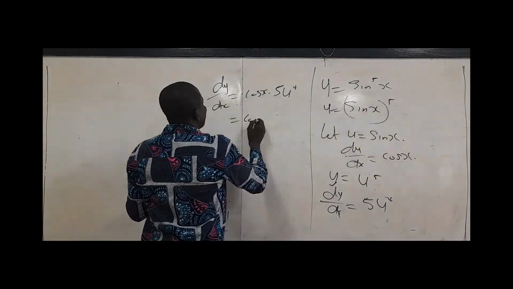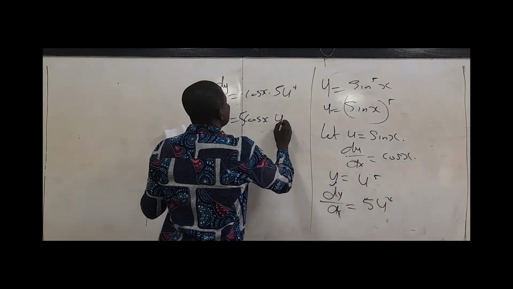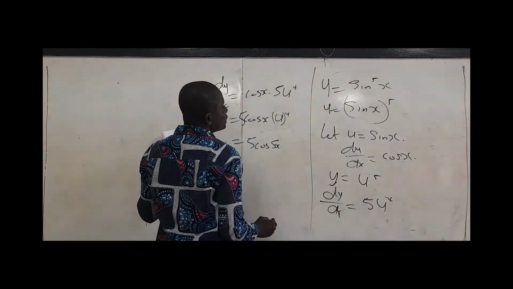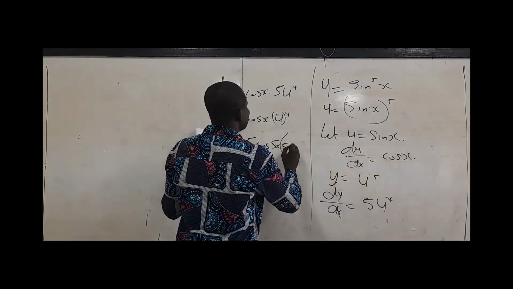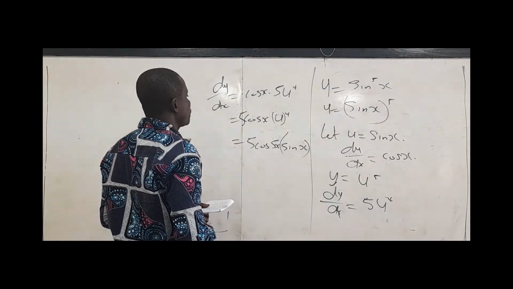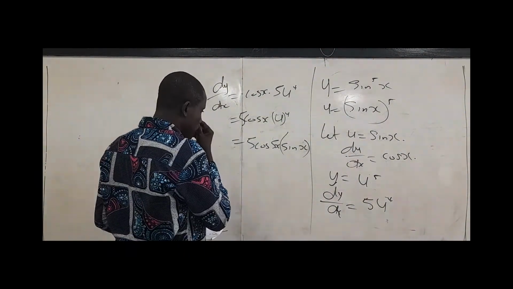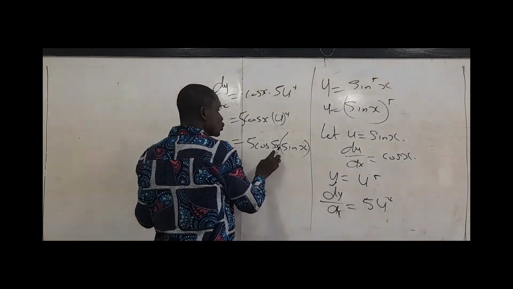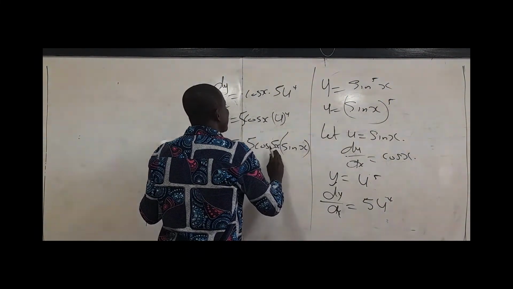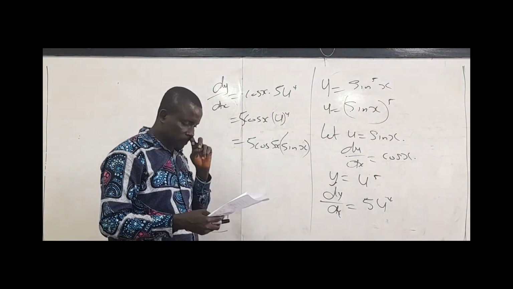So we have cos x. Remember that the 5 will come here, and here is your u^4. And what is your u? u is sine x. Okay, so this is what you are having. So it becomes 5 cos x, then sine x to the power 4. Don't change anything, okay? That is it.